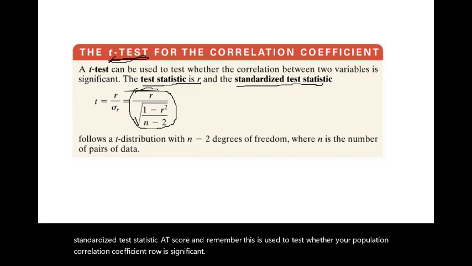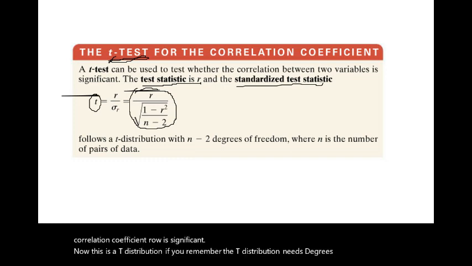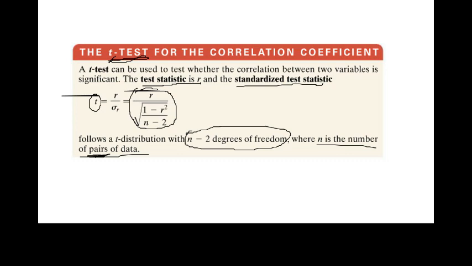Now, this is a t-distribution. If you remember, the t-distribution needs degrees of freedom. R, however, comes from a paired data set. There are two sets of data paired together. So your degrees of freedom is actually going to be n minus 2, where n is the number of pairs of data. So you're going to take the number of pairs of data, subtract 2, and that will be your degrees of freedom.